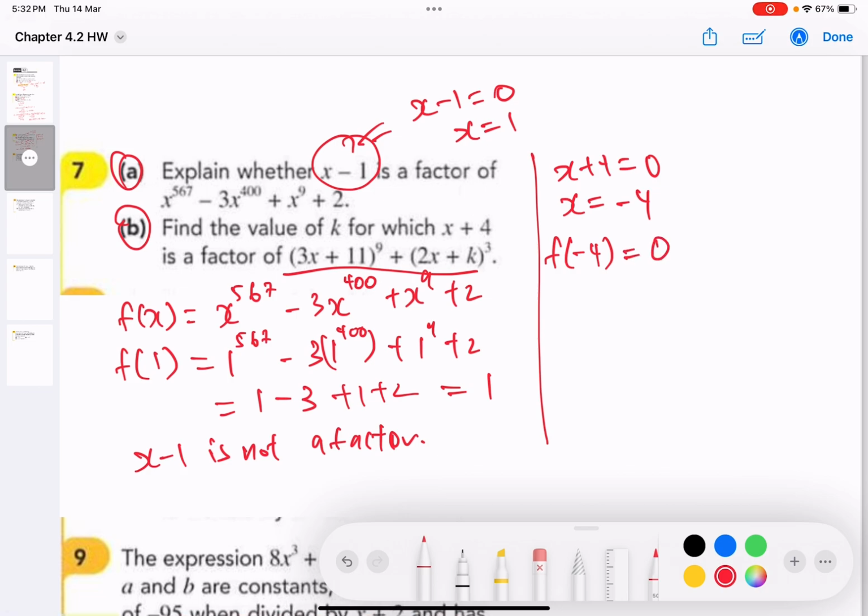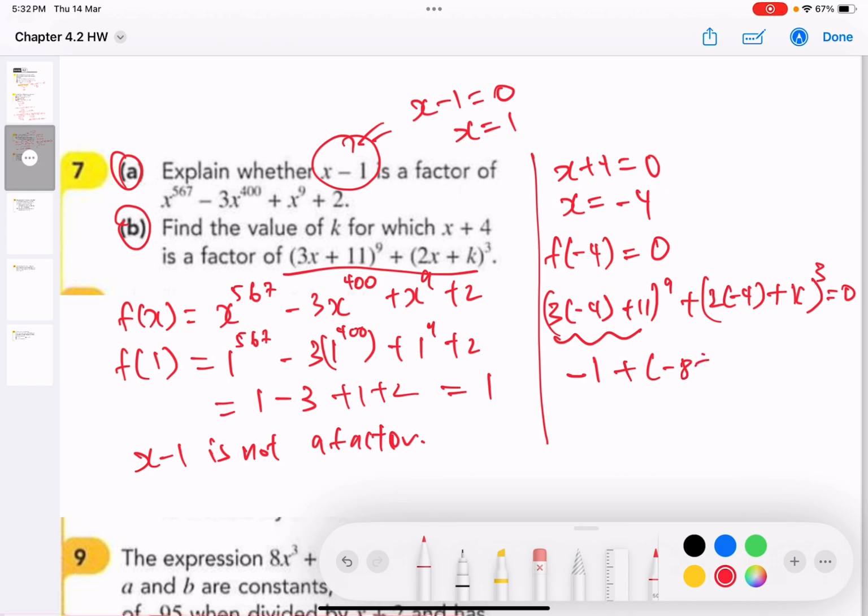If I substitute it inside this function, I know that the remainder is going to be 0 because it is a factor. So I'm going to quickly substitute in negative 4 plus 1, to the power of 9, plus 2 times negative 4 plus k, to the power of 3 is equal to 0. So this works out to be, let's enter this in a calculator. This one is negative 1 plus negative 8 plus k to the power of 3 is equal to 0.